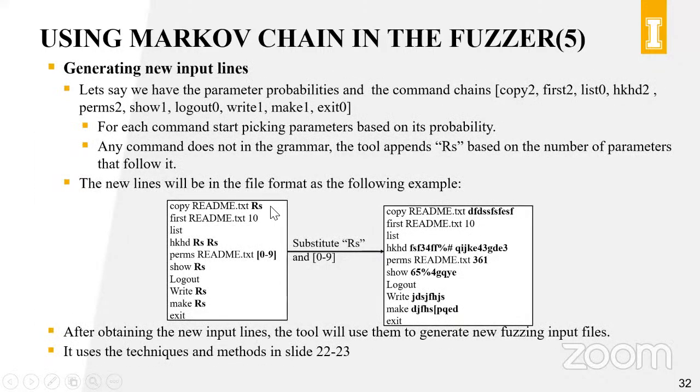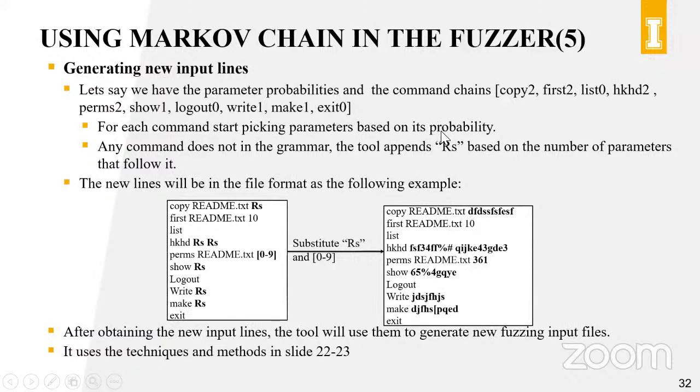So after finishing the analysis of commands and parameters with the Markov chain and finding their probabilities, for example, if we have the parameters, probabilities, and the command chain, we have copy, list, and HK HD as a random command with 2 parameters, and we have these lines. So we have this list. For each command, we start picking a parameter based on its probabilities.